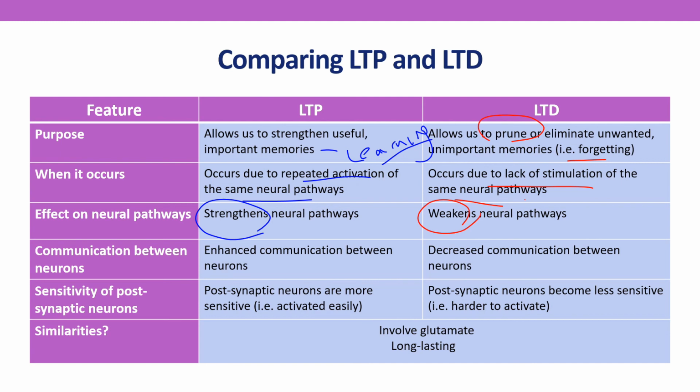What does that look like in terms of communication? Well, there's enhanced communication between neurons for LTP. For LTD, there is decreased communication. In terms of sensitivity, for LTP they're more sensitive. For LTD, they are less sensitive, okay? Both of them are long lasting and both of them involve glutamate, okay?